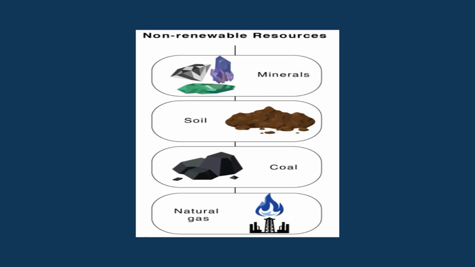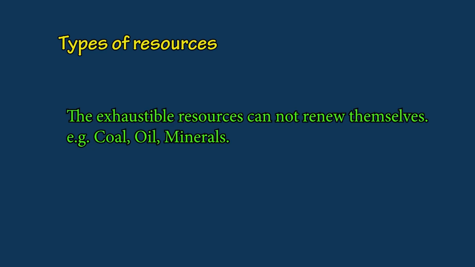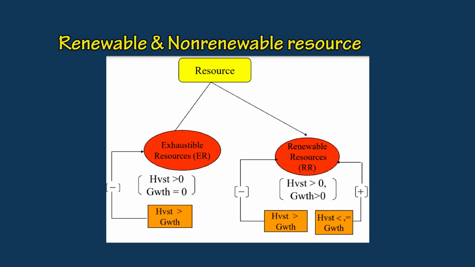On the other hand, we have the non-renewable resources or the exhaustible resources because they cannot regenerate themselves. Or even if they regenerate themselves, they take a very, very long time to do that. Example, oil, minerals, etc. Now, the relationship between renewable and non-renewable resources can be explained with this diagram.